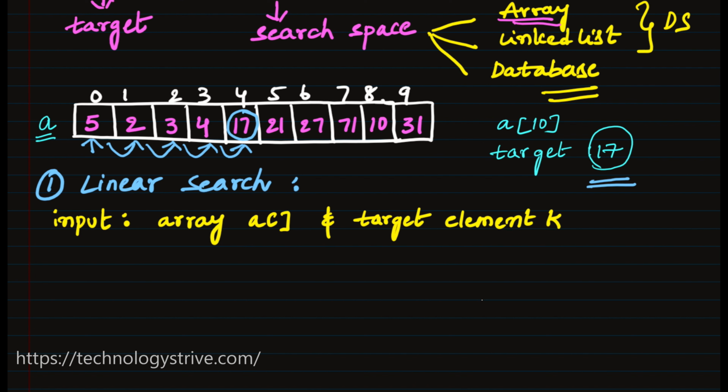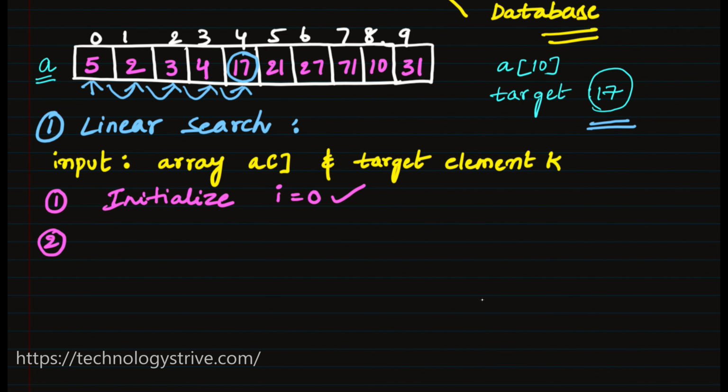So we know that array elements are accessed using their index, right? So that means we have to start with the first index. So initialize i equal to 0, which is the first index. So how do we get the element at the ith index? It is using A[i]. We have to compare A[i] with the target element, which is k.